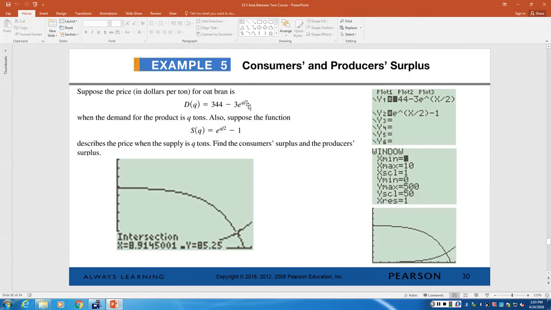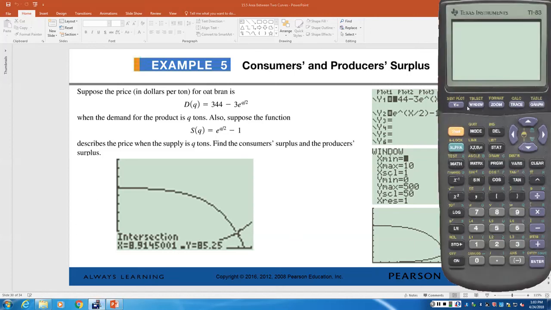What we want to do is put the demand and the supply curves into our calculator. I'm not doing any of this by hand. So you go to your calculator, at y equals, and I'm going to clear all these out. At y equals, we're going to enter the demand curve, which is 344 minus 3 times e to the x over 2 power. And then we're going to enter our supply function, which is e to the x over 2 power, minus 1.